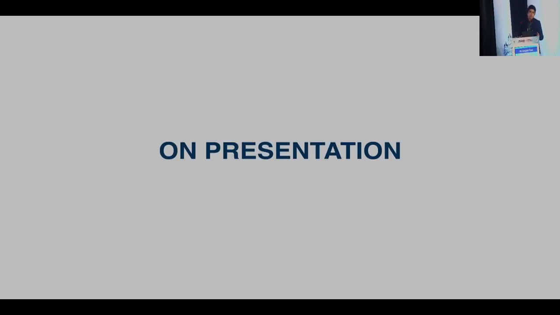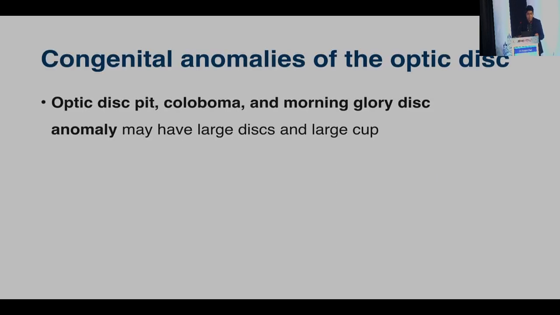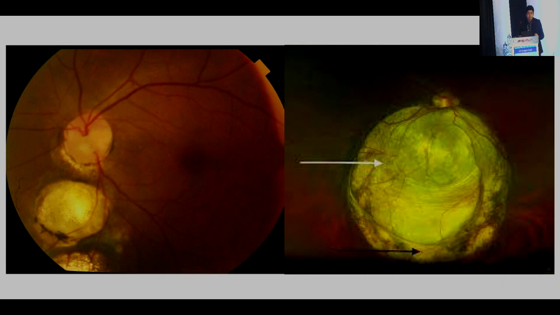For convenience, I've divided this presentation into retinal diseases that mimic on presentation and those that mimic on sequelae. Starting with those that mimic on presentation, we start with congenital anomalies of the optic disc. These are present right from birth. These include optic disc pit, optic disc coloboma, and morning glory syndrome. The fact that they mimic glaucoma is because of their large discs and the large cup, which is often misconstrued.